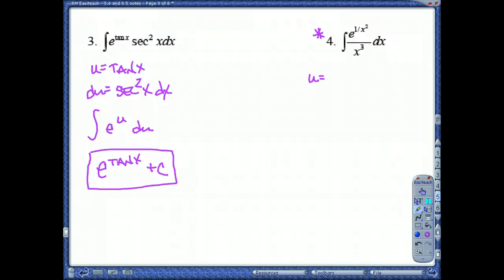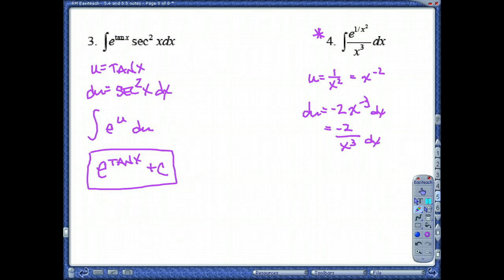Hopefully you looked up here and noticed that your power was not a 1x, so you made it the power you do have. So you let u be x squared, which is just x to the negative 2. So when I take the integral of that, that's going to be negative 2x to the negative 3 dx, which is negative 2 times x to the third dx.